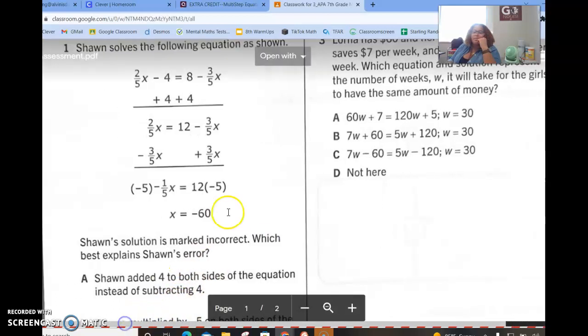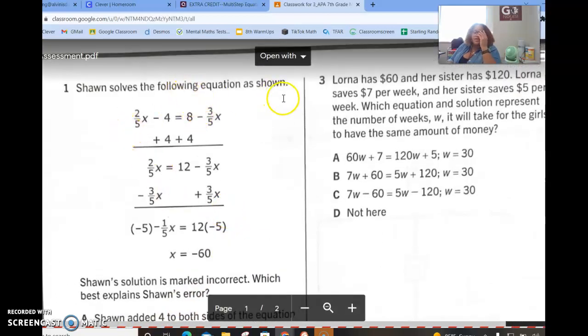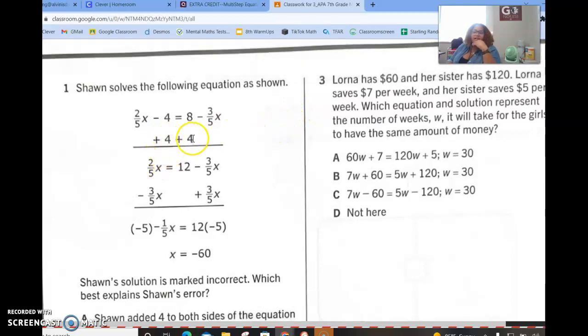All right, so it says number 1, Sean solves the following equation as shown. He adds 4 to both sides. Is that a correct step? Yeah, because I got to do the opposite here. Then the next step that he does, he starts with a constant. So the next move, he has to start with the what? Variable. So looking at his variable, he adds 3/5 x and then subtracts 3/5 x. Is that correct? No, it's not.